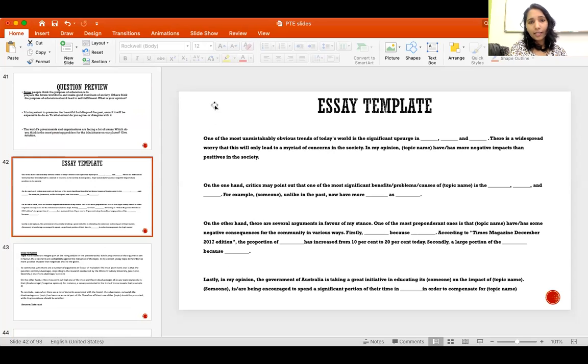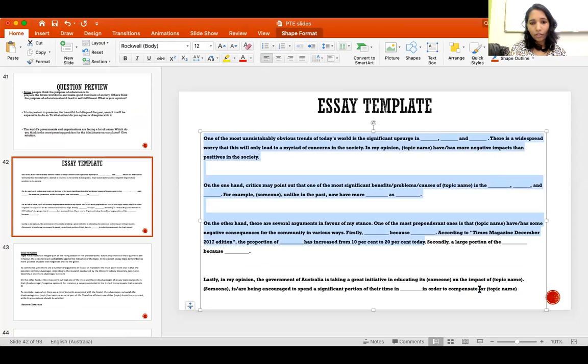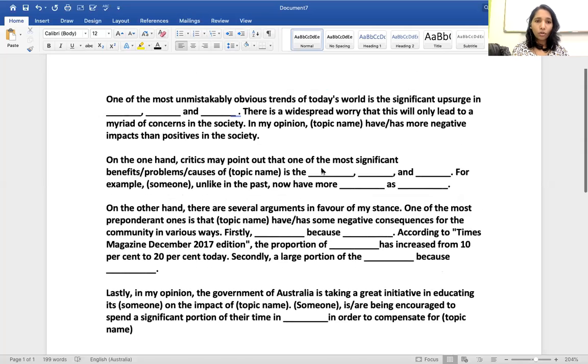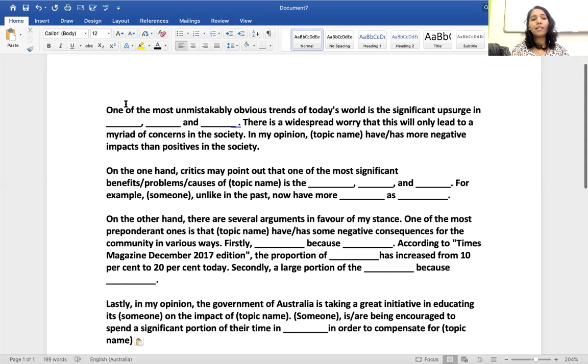So imagine this is the essay that you're going to use for your test. I'll show you how to write an essay using this template that you're given. If this is the essay that you're going to write, let's see how to use this essay template to write an essay. Let me share my screen with you. I hope you can see my Word document. So if this is the essay template, let's see how to write an essay.